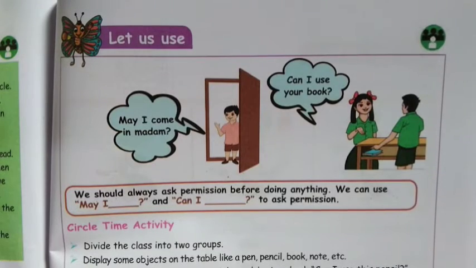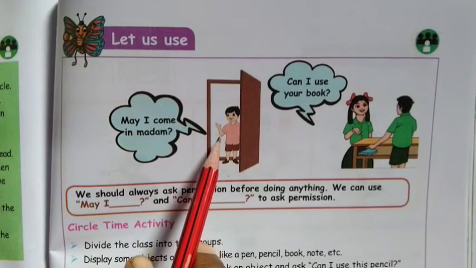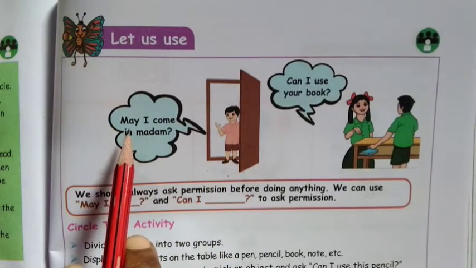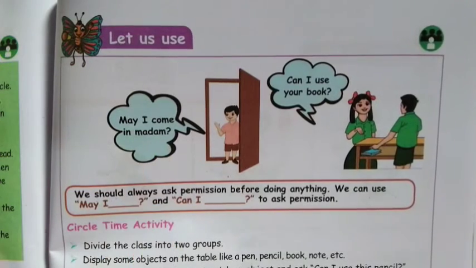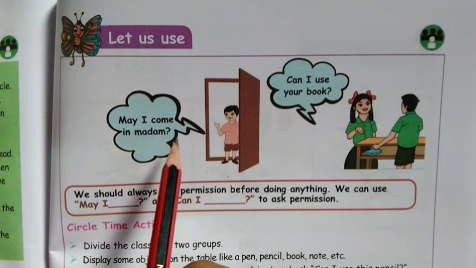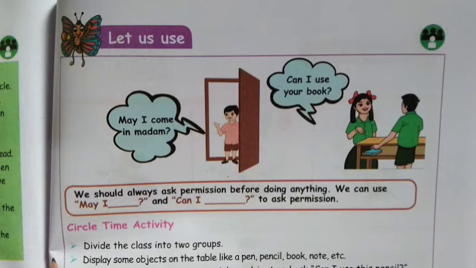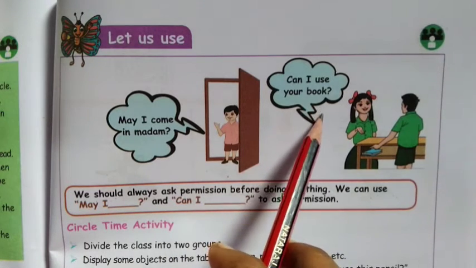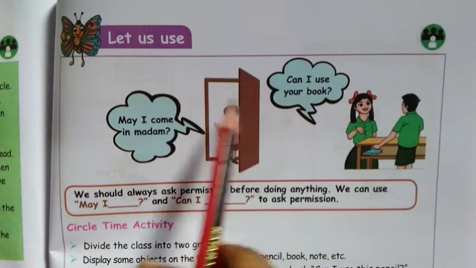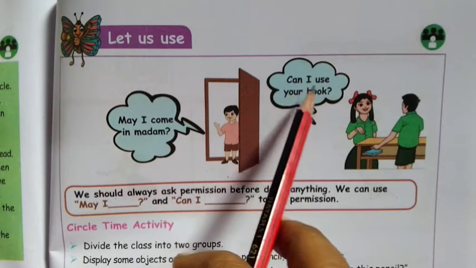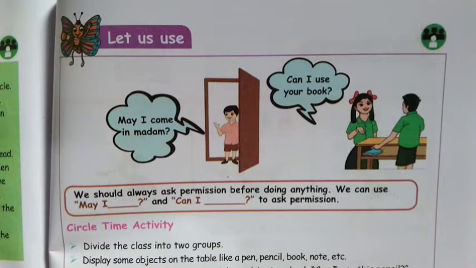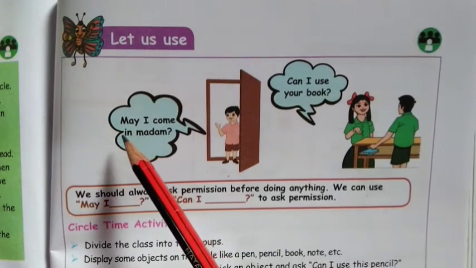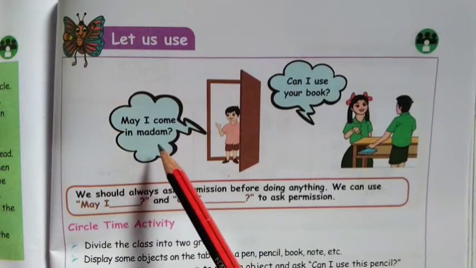See page number 77. Look at this boy. He asked, "May I come in, madam?" He asked permission to let him inside. Okay. Next one. "Can I use your book?" She asked permission to use her book. So, may I come in, madam?